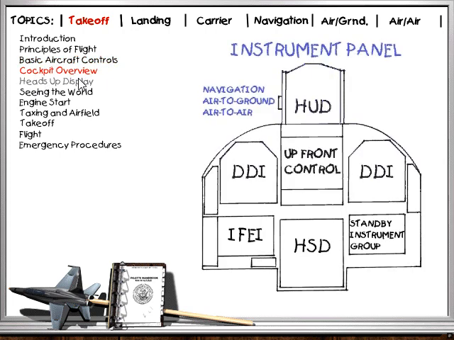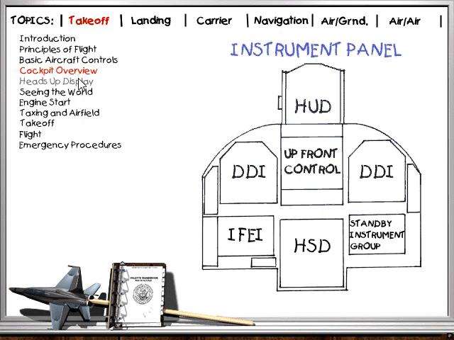Before attempting flight, become familiar with the elements of the instrument panel. Your aircraft performs in three master modes: navigation, air-to-ground, and air-to-air. The instrumentation is the pulse of your aircraft and the key to implementing the master modes. The instrument panel is divided into 6 general areas. The left digital display indicator, or DDI, displays engine information or weapon selection and delivery mode. The integrated fuel engine indicator, or IFEI, offers easy-to-read engine and fuel info.